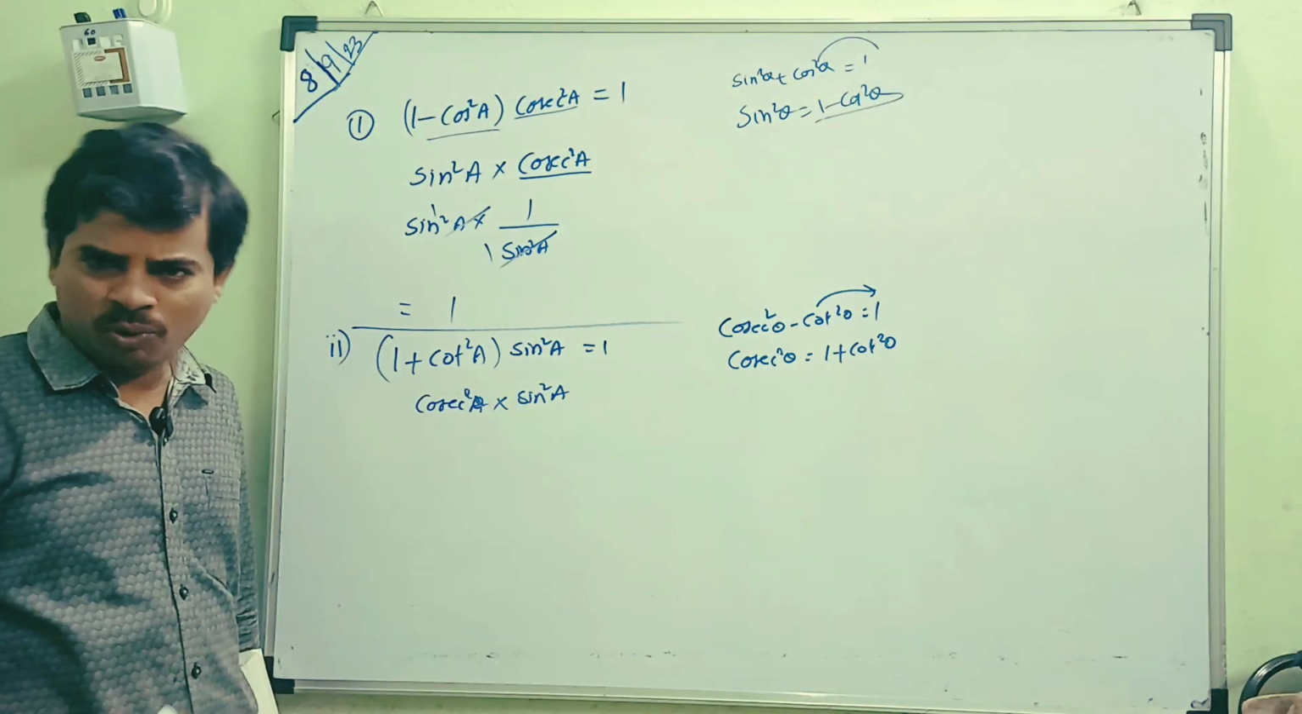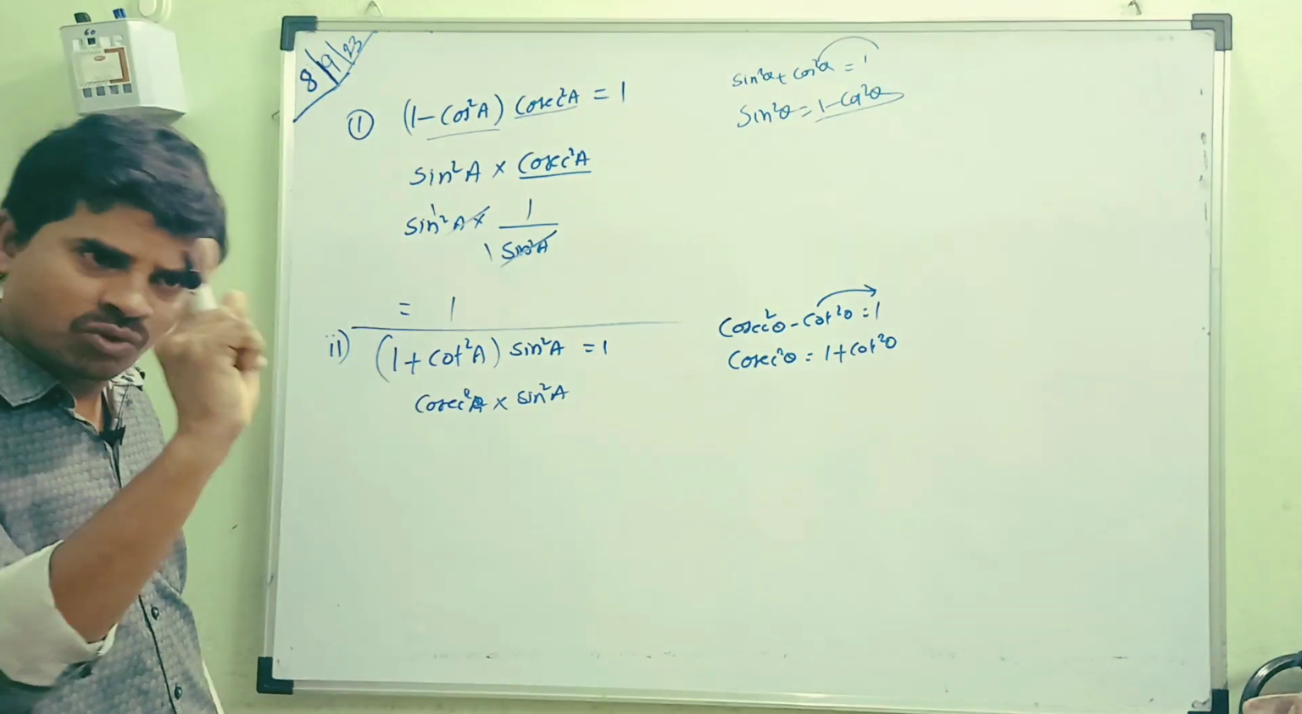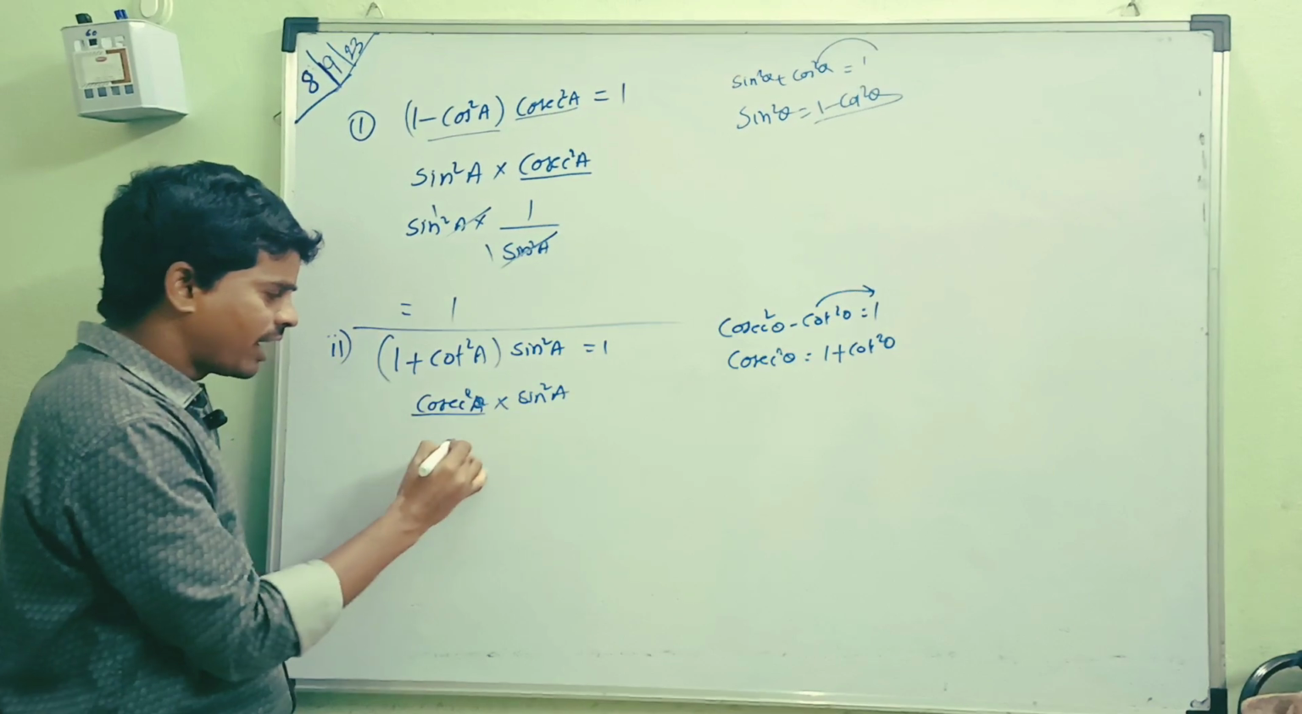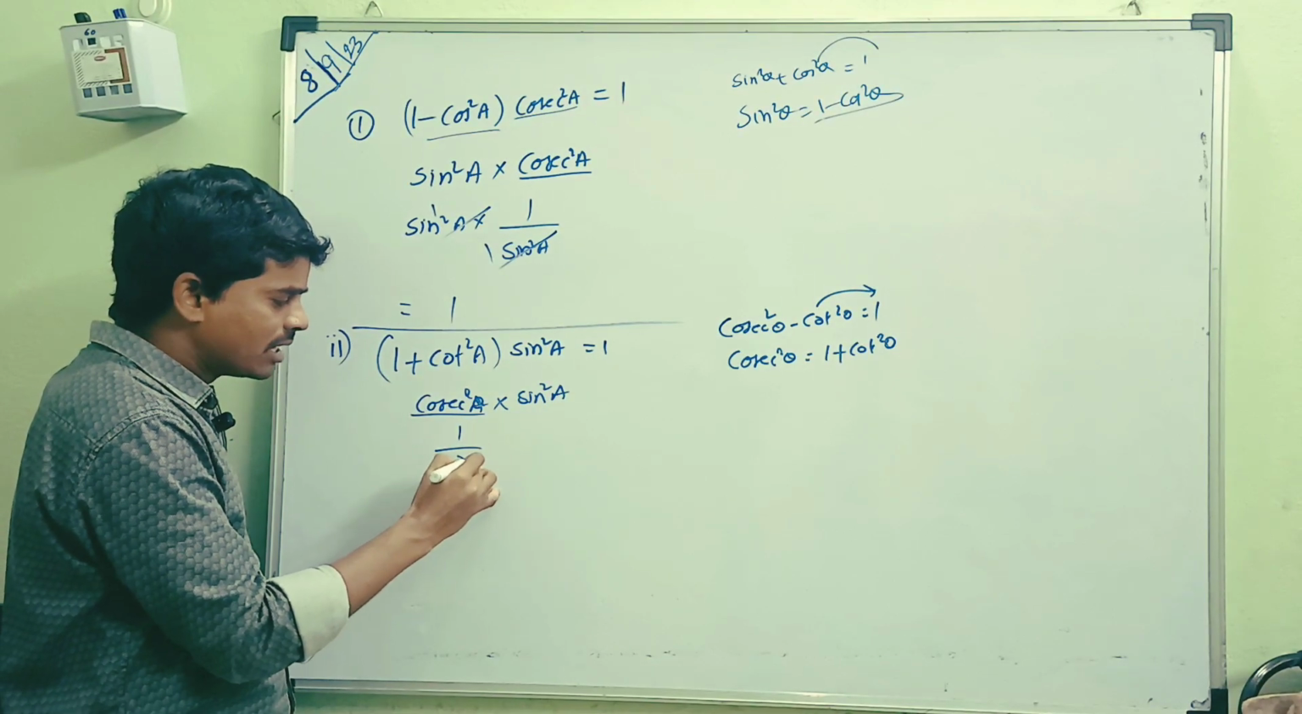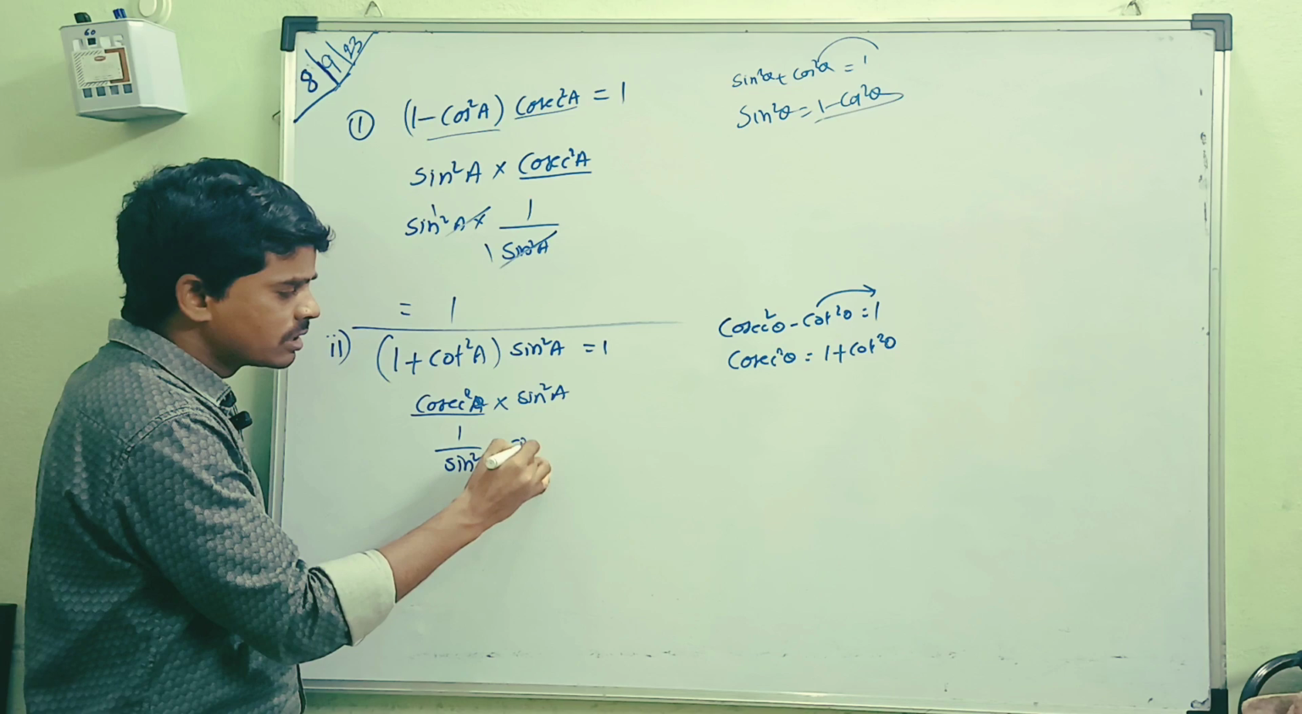Cosecant and sin both are reciprocals. So we need to change just only 1. Again cosecant we can write as 1 by sin square A into sin square A.